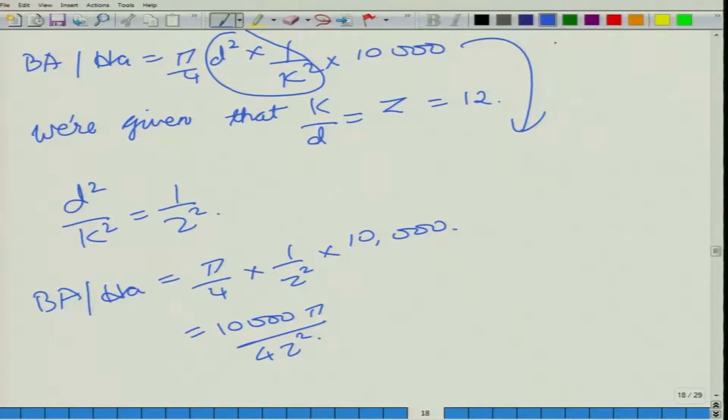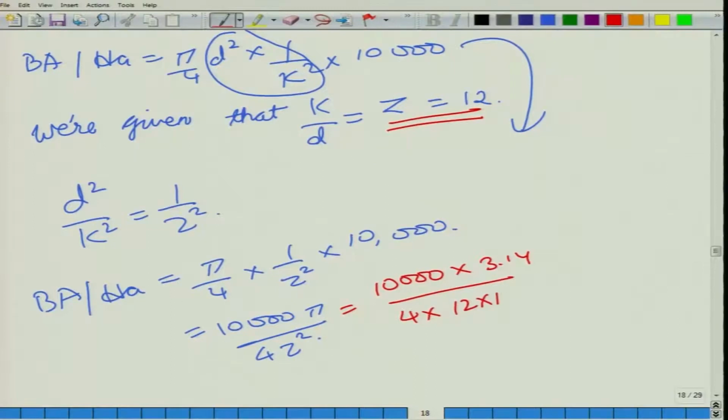Now here we are given that the value of z is 12. So this value becomes 10,000 into 3.14 divided by 4 into 12 into 12. So we get this value to be 54.5 square meters per hectare.